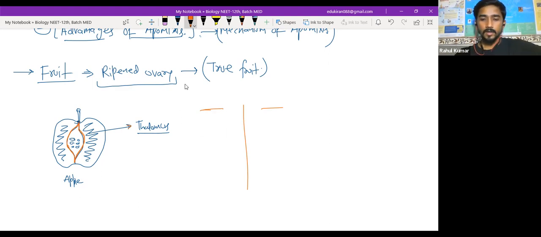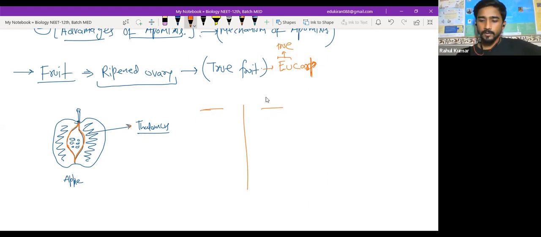True fruits are also known, in biology, as eucarp. The word carp comes from carpillary. Carpillary is the female part, the gynoecium. And "eu" stands for true. You can write it down. Wherever the prefix "eu" comes, it means true. Eubacteria, eukaryotes, remember? True nucleus. Eukaryotes have a true, well-defined nucleus, and eubacteria is true bacteria. So eucarp is a true carpillary, a true ovary. So it's also known as true fruit.